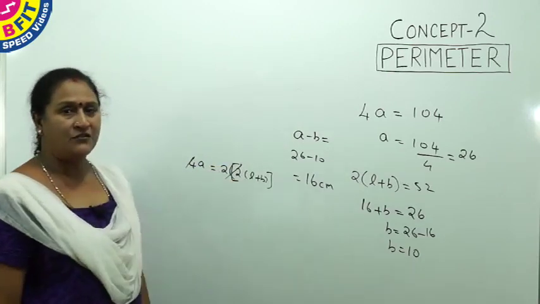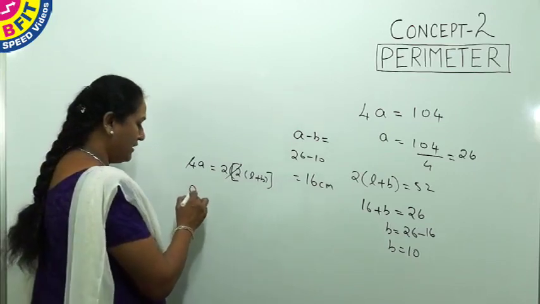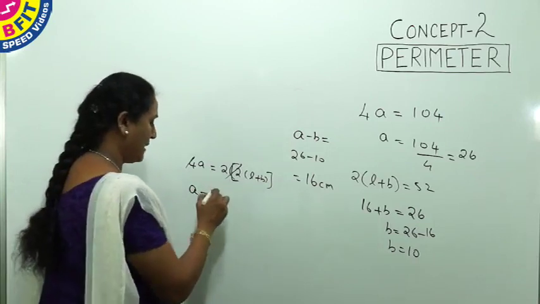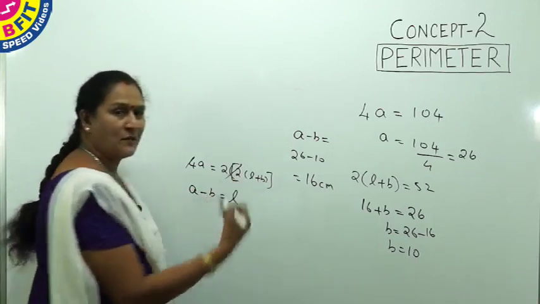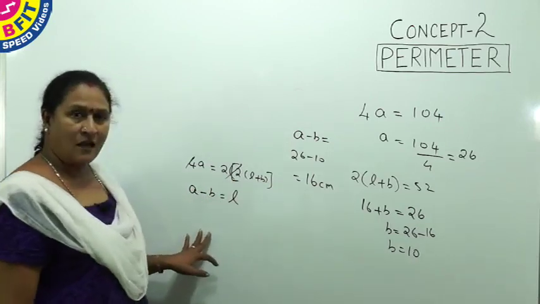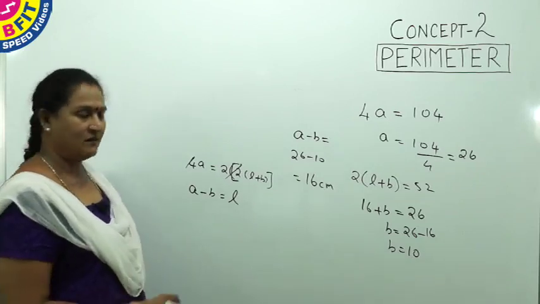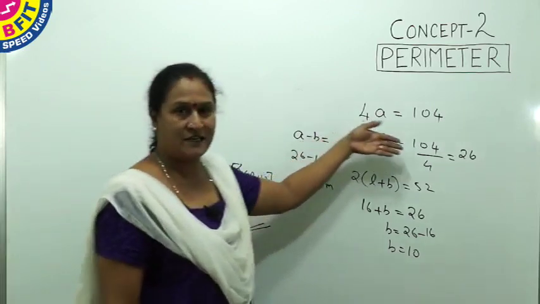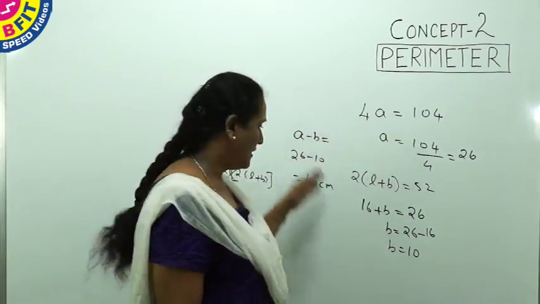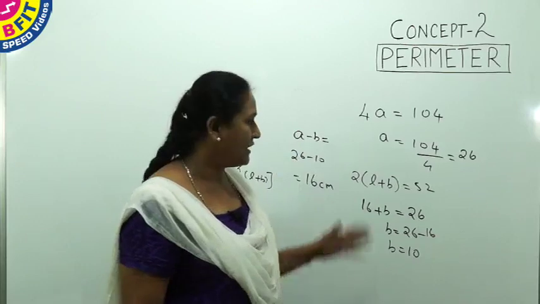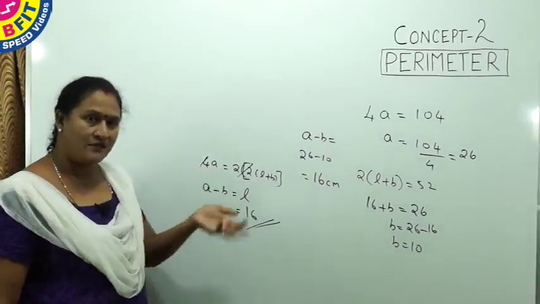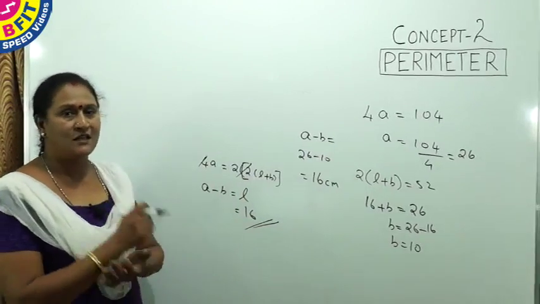And what are we asked to find? The difference between the side and the breadth of the rectangle. So A minus B. What is A minus B? It is the length. And what is the length given? 16. So the answer is 16. Instead of finding the side and the breadth and then subtracting, and wasting time doing all this, just with the data try to get what is asked. They will keep some twist in the question.